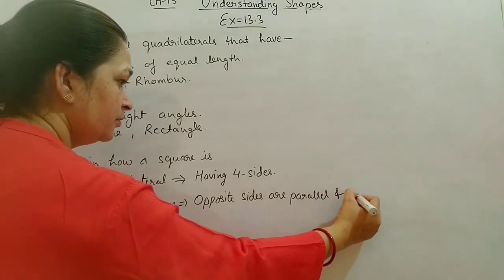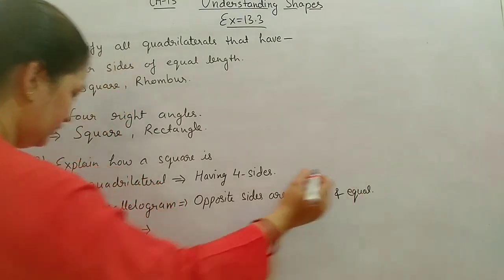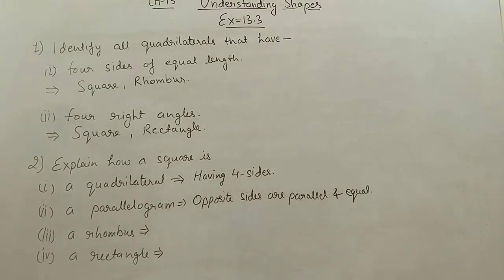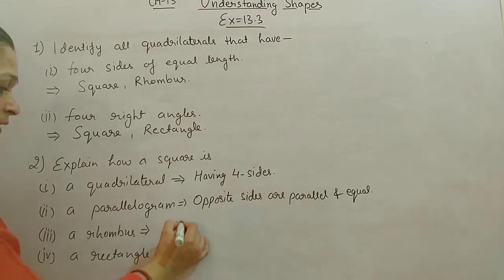And equal also. Next, why is it a rhombus? In a rhombus, all the four sides are equal. So we can write here, all four sides are equal.